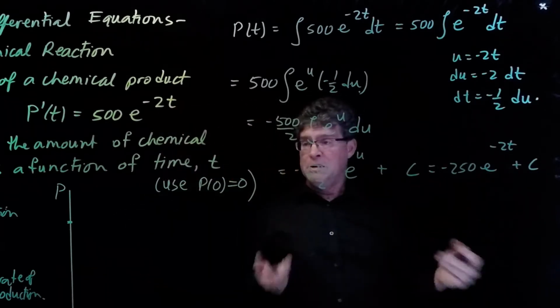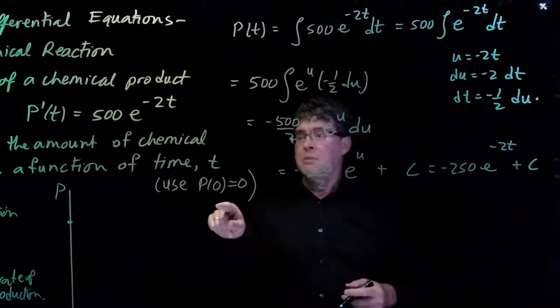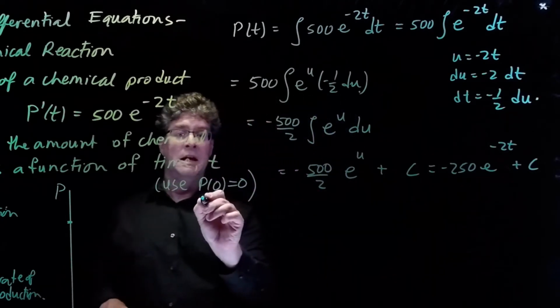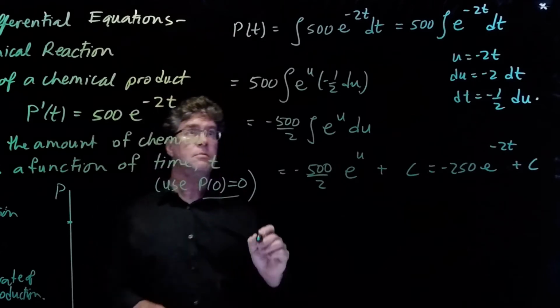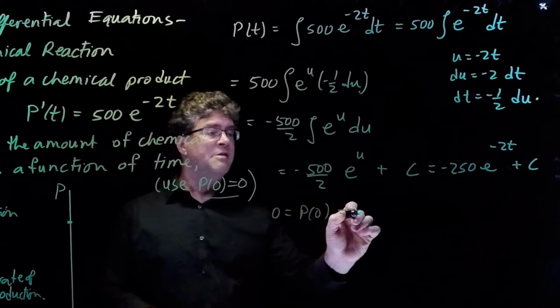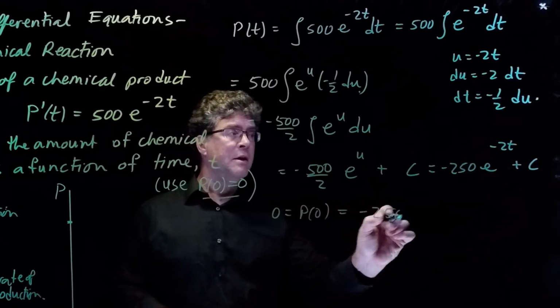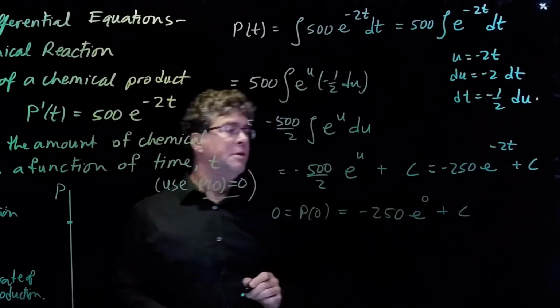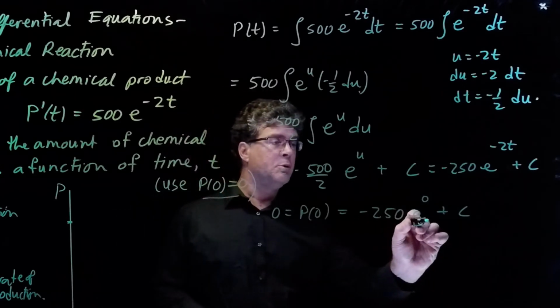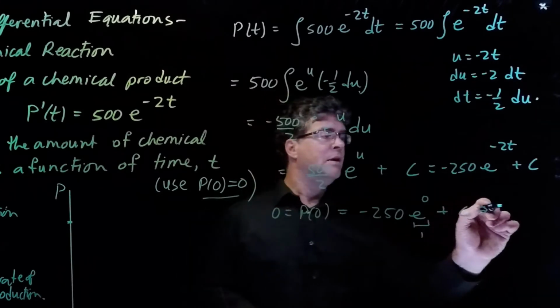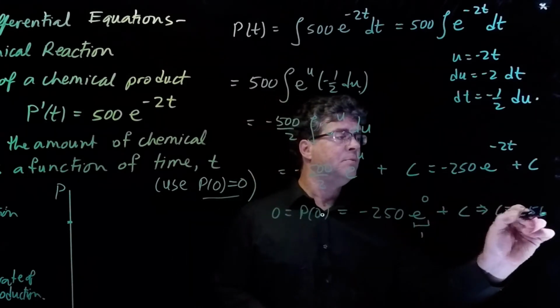There's something we haven't used yet, and that's the fact that P at 0 is equal to 0. So let's apply this initial condition here. And so 0 is equal to P of 0 is equal to minus 250 e to the 0 plus a constant. E to the 0 is equal to 1. And so that says that the constant is equal to 250.